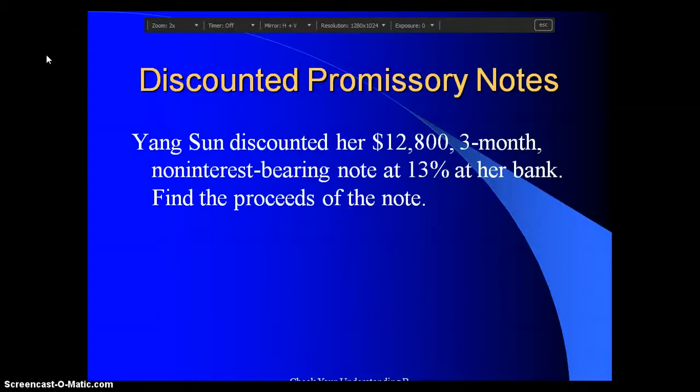Okay, if you so choose, you can go through, check your understanding part B. Remember, principal times rate times time, that's going to give you your discount. Then your principal minus your discount, that's going to give you your proceeds. So easy stuff is things that you have already done. We're just applying it to a different form here.